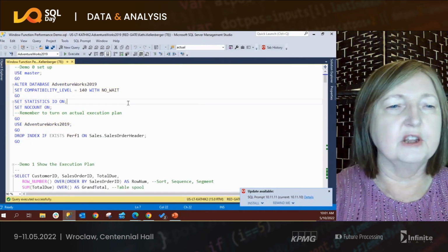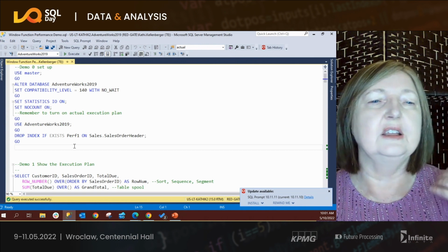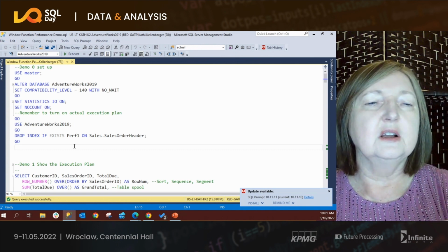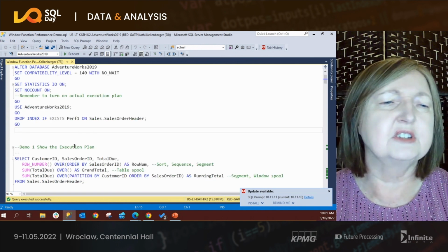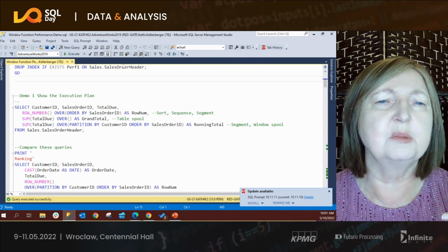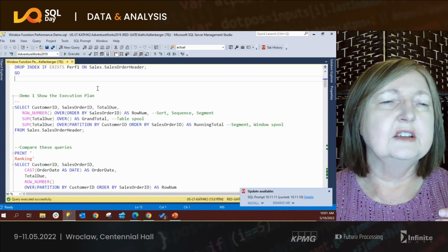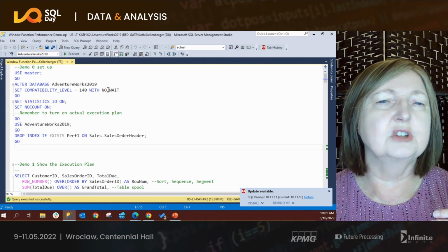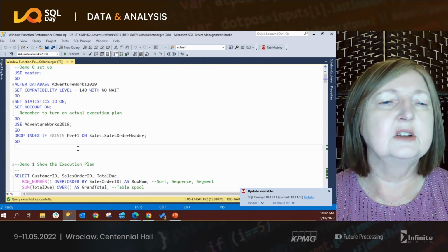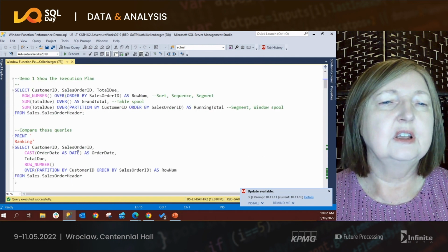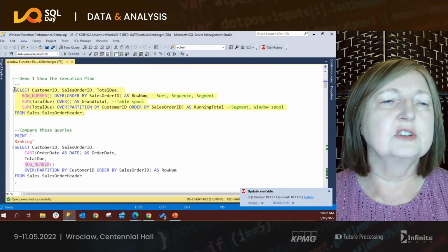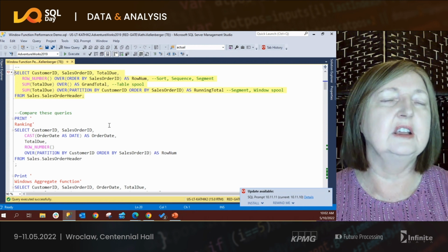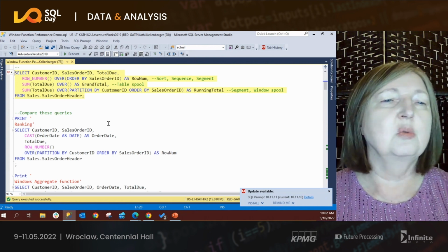I'll be using AdventureWorks plus an additional table that's outside of AdventureWorks, but that's what I'll be using here. And I have Statistics IO on, and also the execution plan turned on. So first, let's just take a look at this query. This is a window function query.